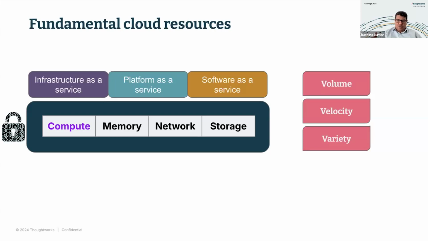So the volume, velocity, and variety will vary depending on the size of your organization. You're a small product, a medium-sized product, or a large enterprise looking to expand your product across multiple geographies. It will all depend on these three variables and how you leverage infrastructure based on the compute, memory, network, and storage.